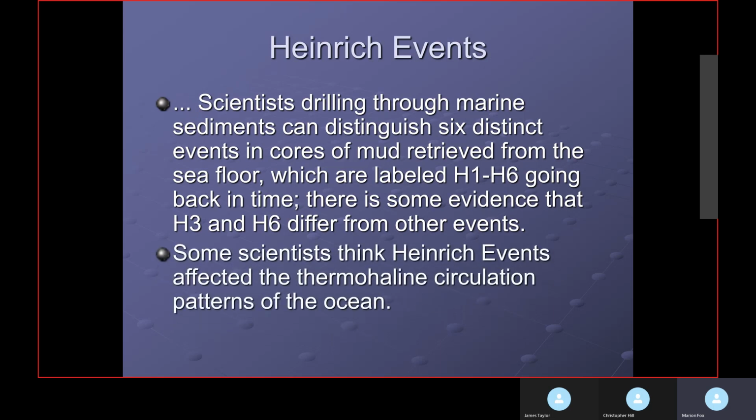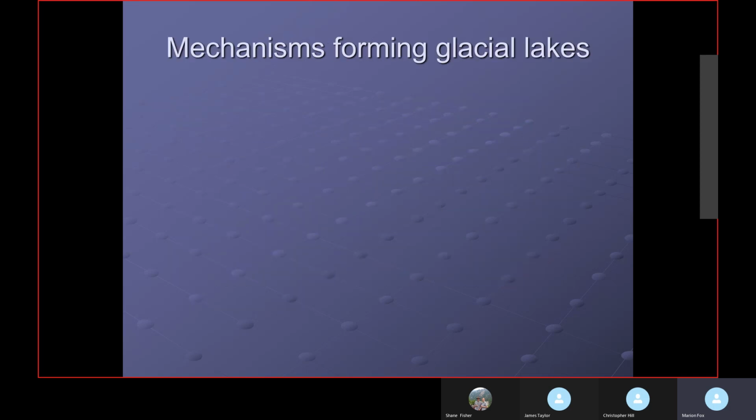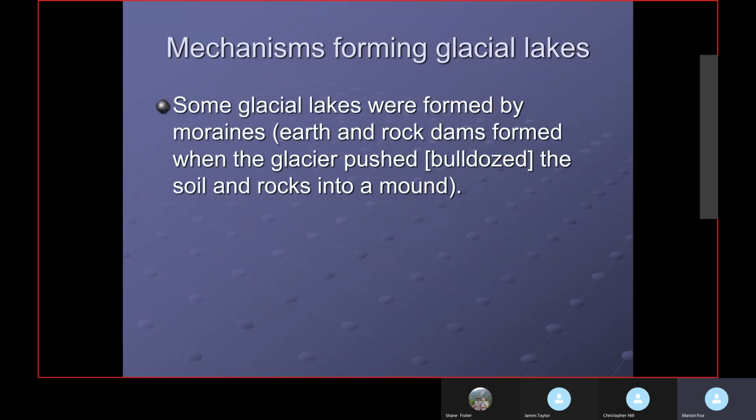What I'm claiming is that this would have been ice rafted rocks, and as the glaciers that were deposited during the flood broke off, they would have had rocks in them, and they would just float down in the North Atlantic and drop the rocks. So it's no problem. It fits my model quite well. Some scientists think the Heinrich events affected the thermohaline circulation patterns of the ocean. We won't look at that, not to get off on that because of time.